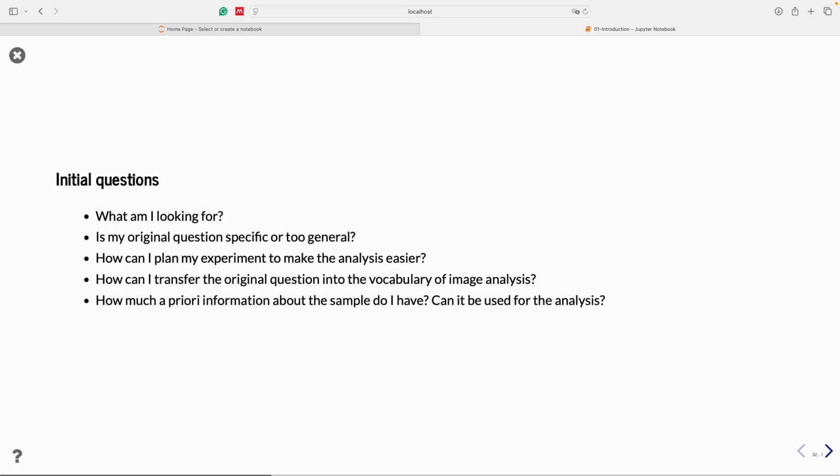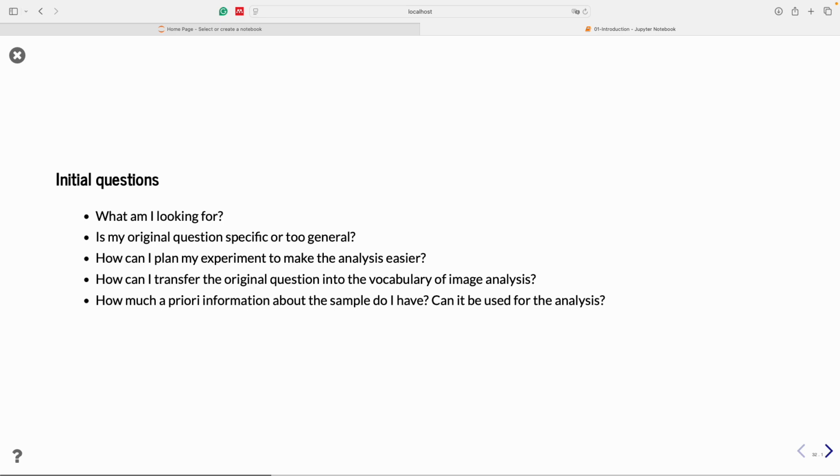So, in order to plan the experiment, you first of all have to make sure: what am I looking for at all? And then you may have to reiterate that. Maybe the original question is too general, or maybe too specific. Is it possible to really conclude anything regarding your hypothesis from it?